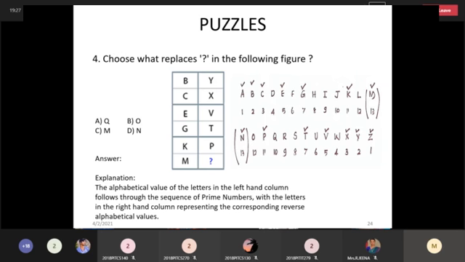The alphabetic value of the letters in the left hand column follows the sequence of prime numbers, with the letters in the right hand column representing the corresponding reverse alphabetical values. So option D is the right answer. Option D, N should come here.